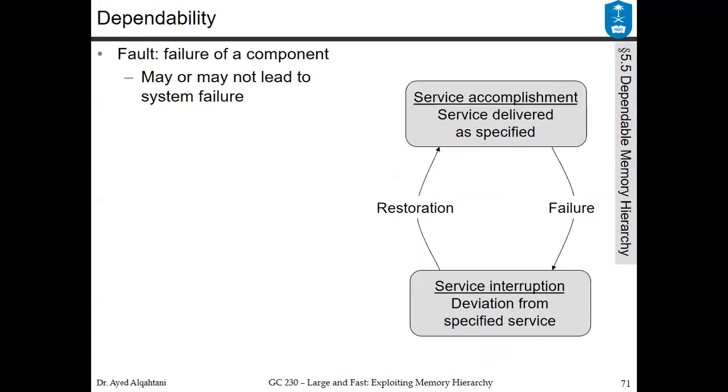And we reach the dependable memory hierarchy and the subject of dependability, but we will leave this to the next video.